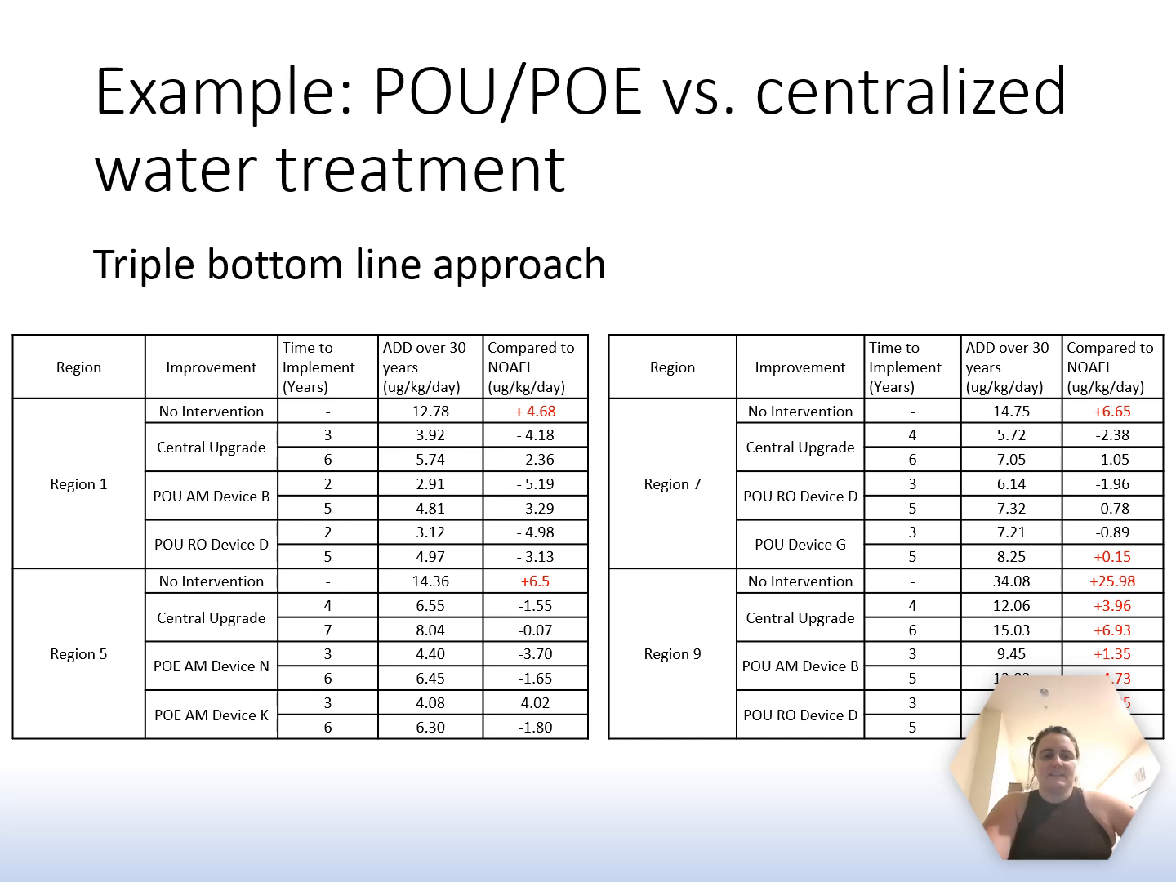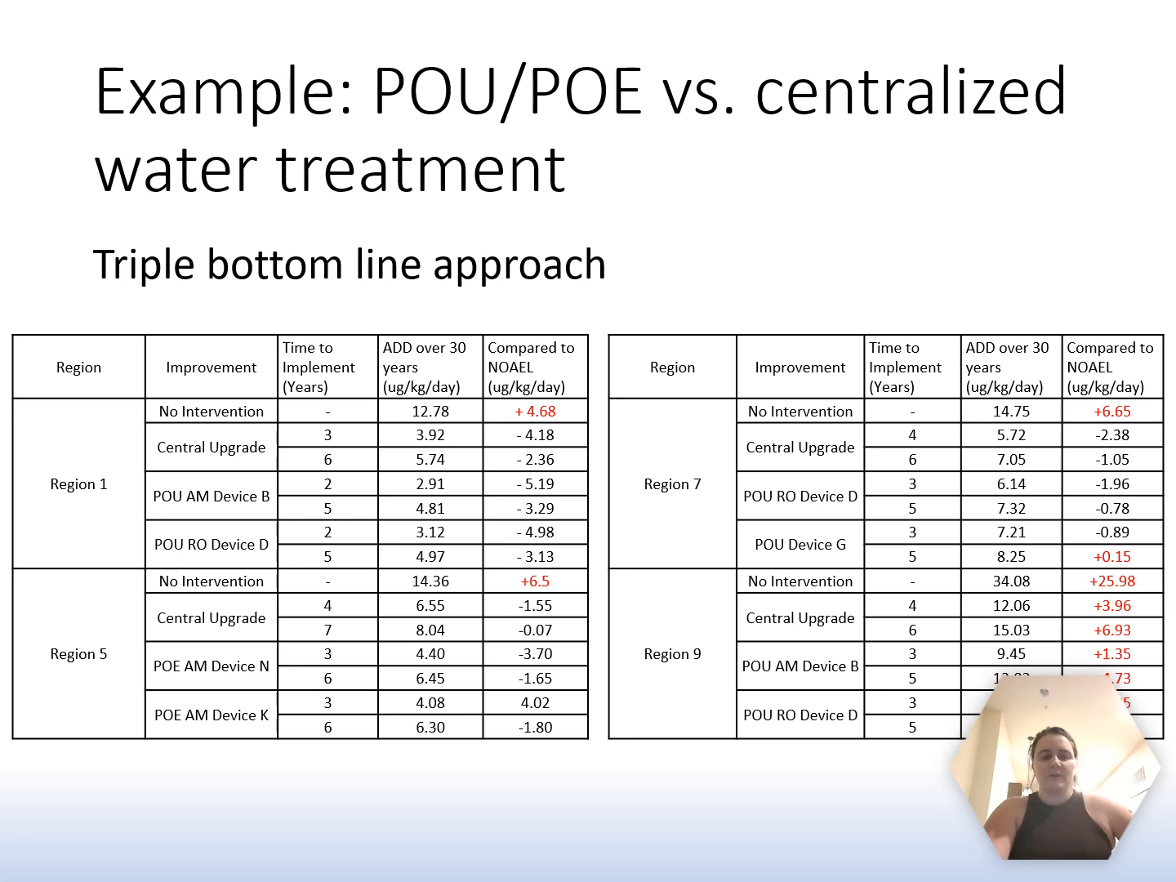So this is back to our example here of a triple bottom line approach looking at point of use and centralized. And here are the different improvements in this column here for 2 different regions. You can see the time to implement, you can see all the different exposure numbers that we get here. So you can start to see that we've actually done the analysis of exposure. If it's negative, it's good. If it's positive, it's bad. I'm sorry, negative is good. No, sorry, positive is bad, right? Because it takes too many years to implement. Negative is good. It's green in this scenario.